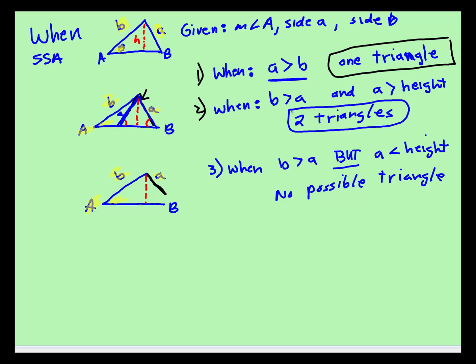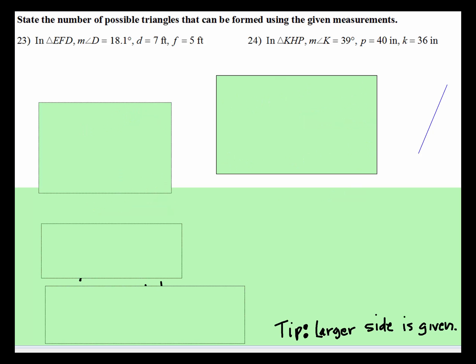And in one of the videos, this video, I'll show you how to solve that. Then there's going to be this third possibility when B is bigger than A, but A is smaller than the height. There's no possible triangle. Look at that. If A is shorter than the height, it's never going to reach B. That is not a complete triangle. So let's go ahead and see what that looks like.